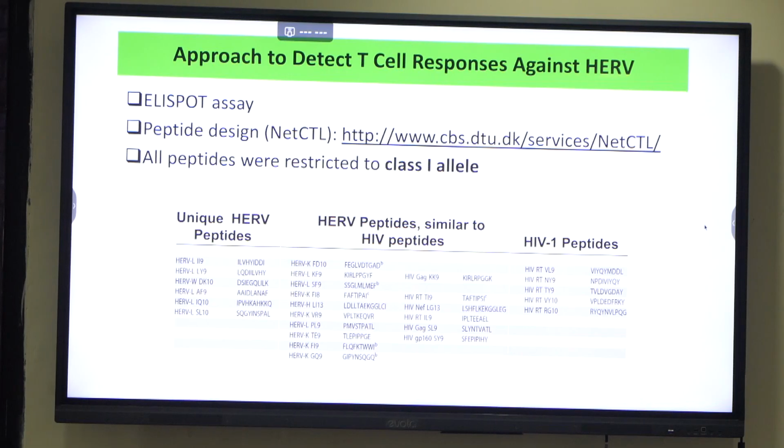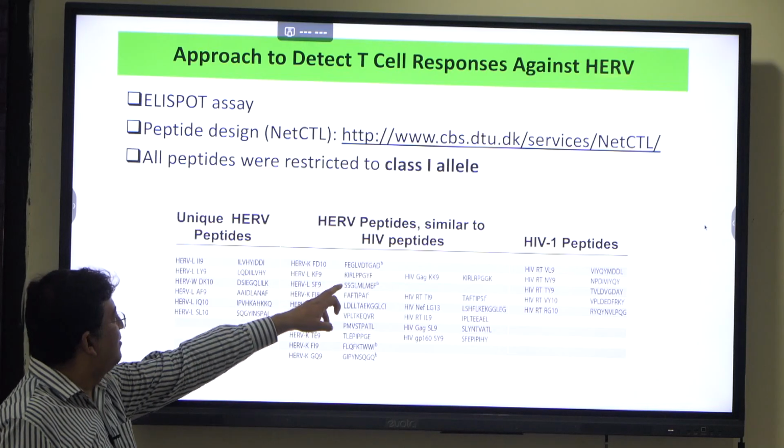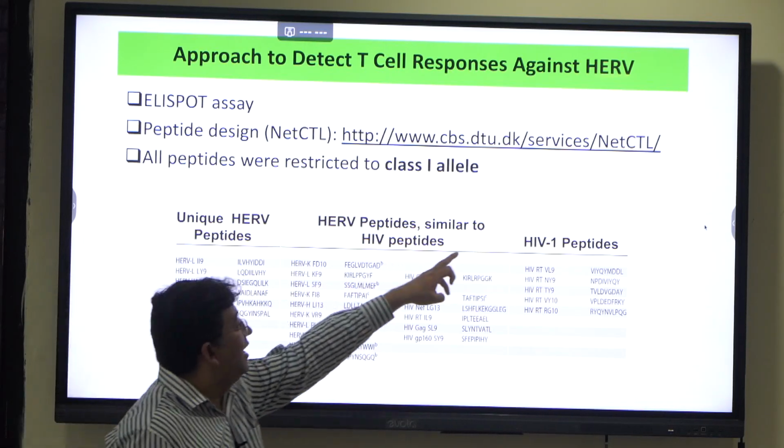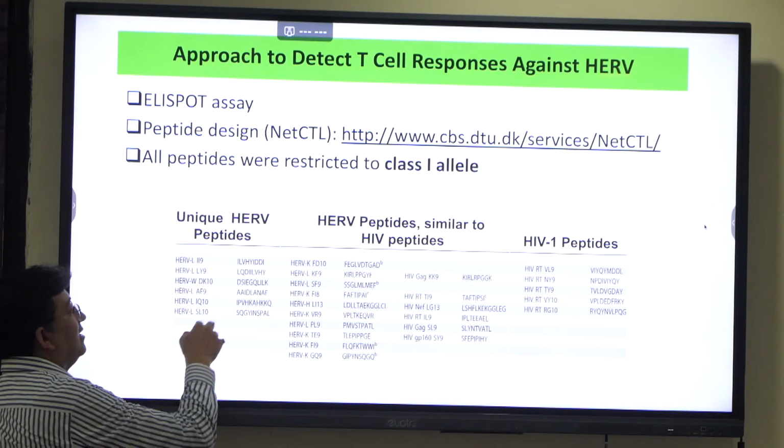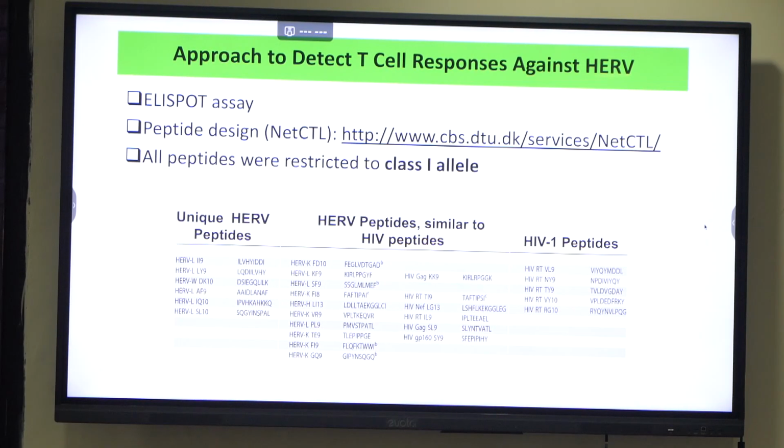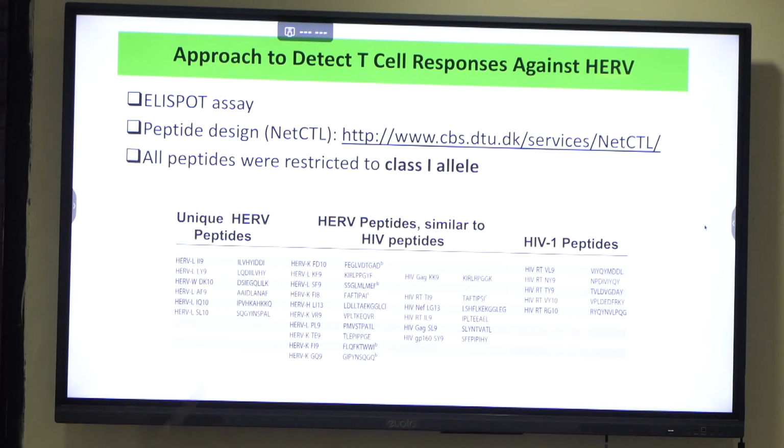Here I'm not discussing more about the HLA typing. We just assume that I'm targeting one person whose particular HLA type is, let's say, B51. So NetCTL allows me to generate peptides restricted to the B51 allele, so that because of HLA type, I will not miss any response. So we developed a lot of peptides. You see that there are HIV peptides and HERV peptides. These HERV peptides are unique to HERV. They do not cross-react with HIV. So whatever response I get using these peptides will be unique to HERV-specific T-cell response.